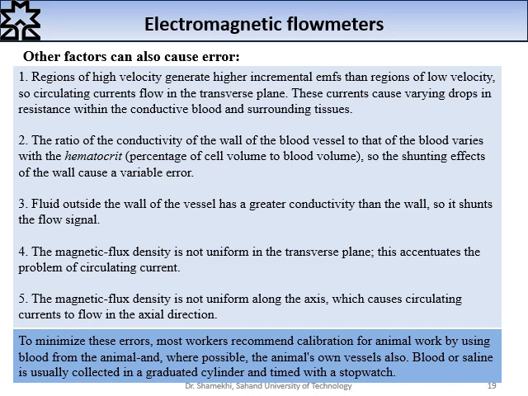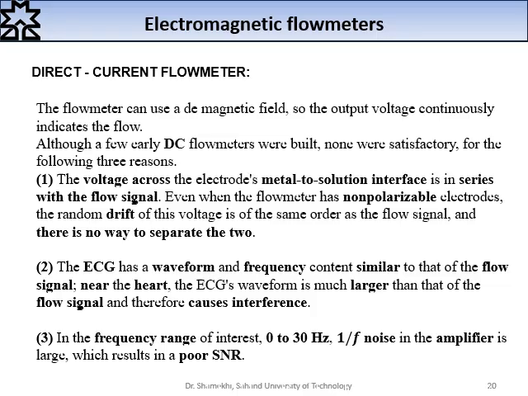Blood or saline is usually collected in a graduated cylinder and timed with a stopwatch. Electromagnetic flow meters have a magnetic field, and this magnetic field needs a type of current to excite it, to generate this magnetic field.